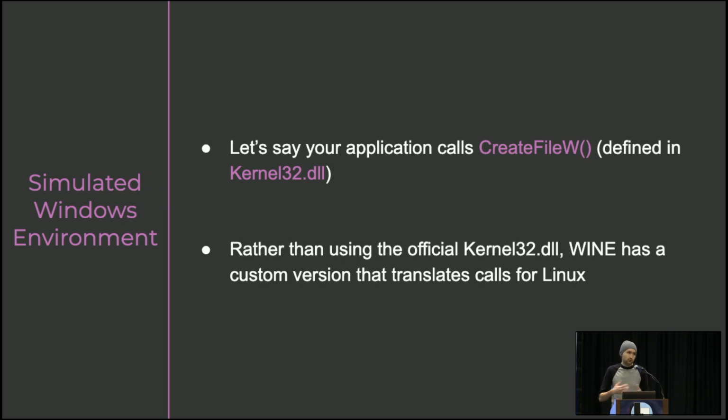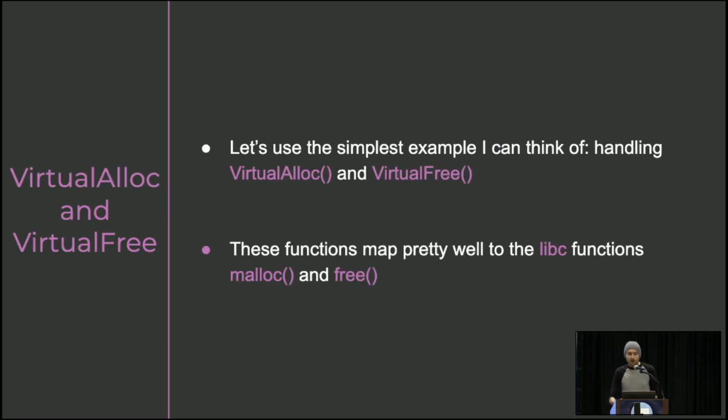Rather than actually using Microsoft's official kernel32.dll, what Wine has is a custom-built version of that DLL that just translates those function calls into something that can be handled by Linux. So let's use a really simple example, the simplest thing I could think of, which is handling VirtualAlloc and VirtualFree as if they were Windows function calls. And we choose these because they're pretty easy to parallel with the libc functions malloc and free.